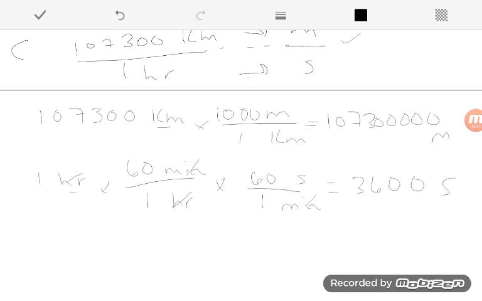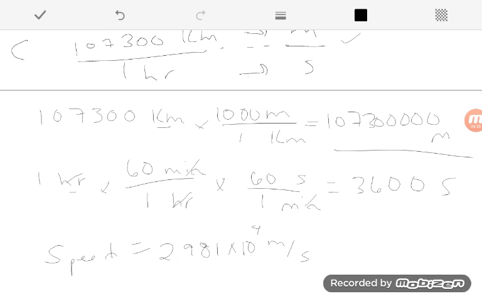So I converted the top. I converted the bottom. To get my speed, all I need to do is recombine these. So I'm going to do the top divided by the bottom, which will give me units of meters per second. So 107,300,000 divided by 3,600 seconds. Still going to give me a pretty large number. It's going to give me 2.981 times 10 to the 4th meters per second.